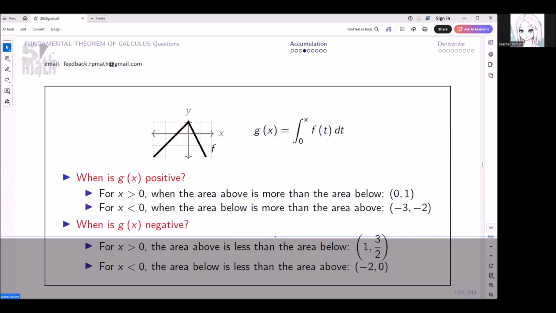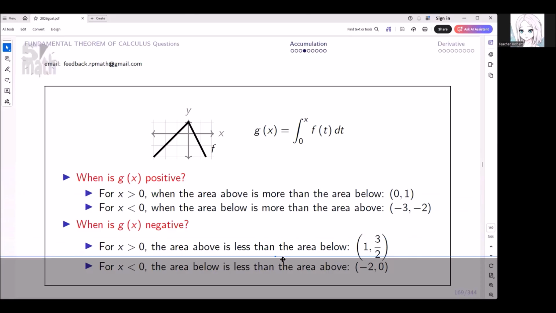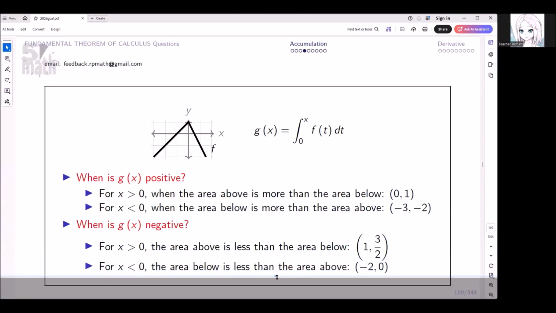When is g of x negative? For x greater than 0, the area above is less than the area below, from 1 to 3/2. For x less than 0, the area below is less than the area above, -2 to 0.